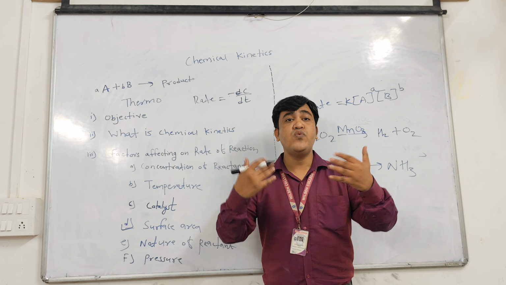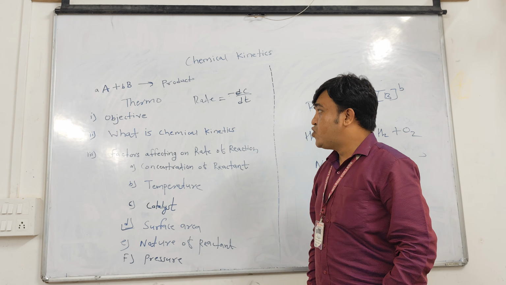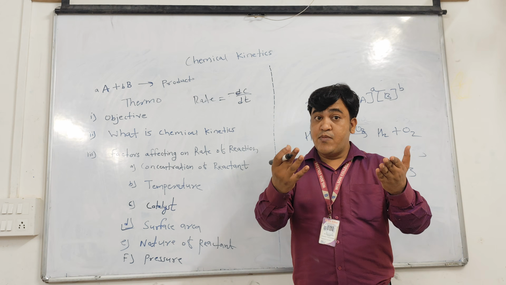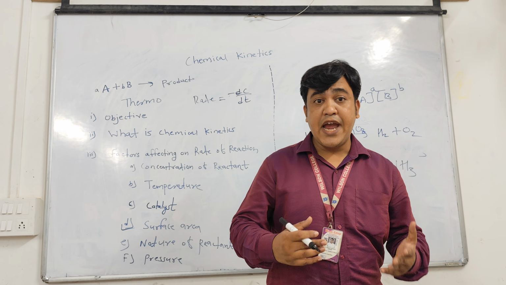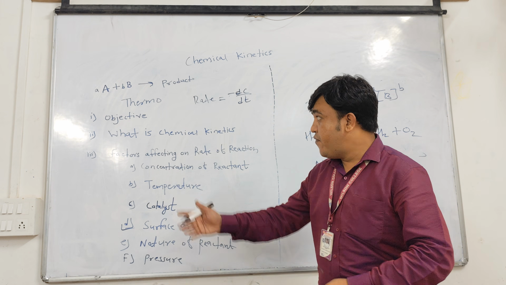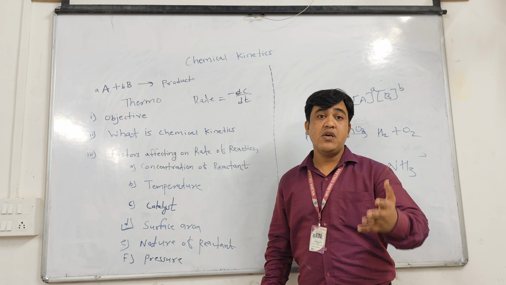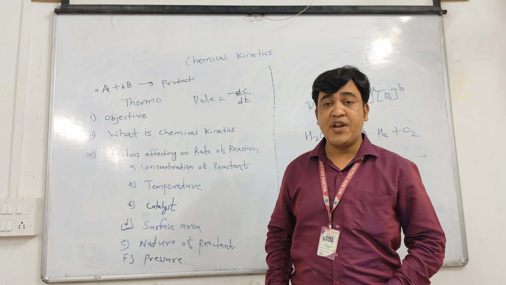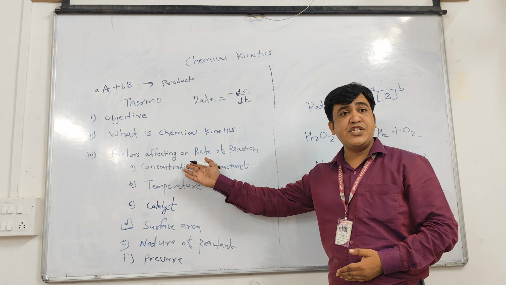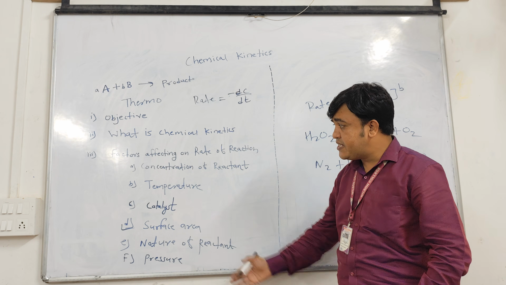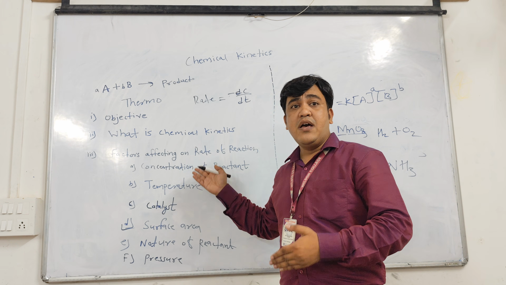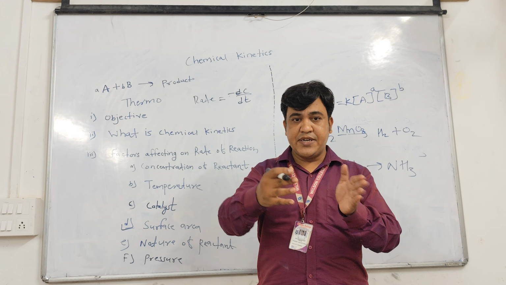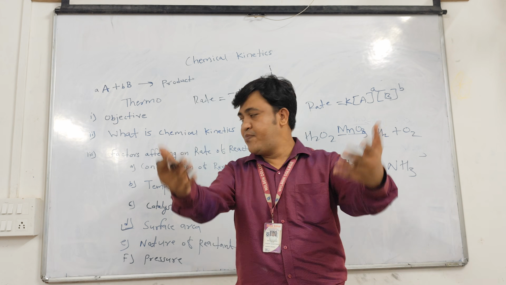So let's summarize what we have learned today in this lecture. What is the difference between chemical kinetics and thermodynamics? Thermodynamics gives us an idea whether the reaction is feasible or not, whereas chemical kinetics gives us the mechanism and rate of reaction and the various factors that affect the rate of reaction. In summary, if the concentration of the reactant increases, the rate of reaction increases. If you increase the temperature by 10 degrees Celsius, the rate of reaction doubles or triples.